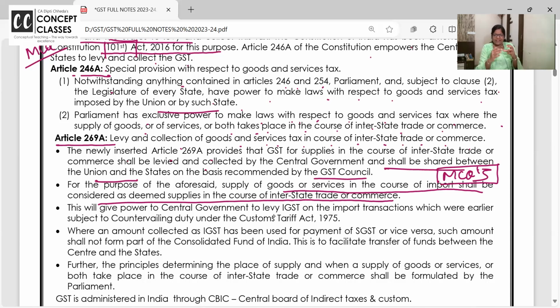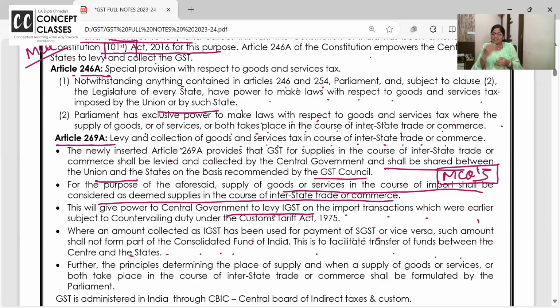Yes, these are hand-picked. In course of import of goods and services from outside India. Is it outside the purview of GST? No, very well GST is charged. IGST is charged. This will give central government the power to levy IGST on import transactions. Okay? Where amount collected on IGST has been used for payment of SGST, such amount shall not form part of the consolidated fund of India. This is to facilitate transfer of fund.